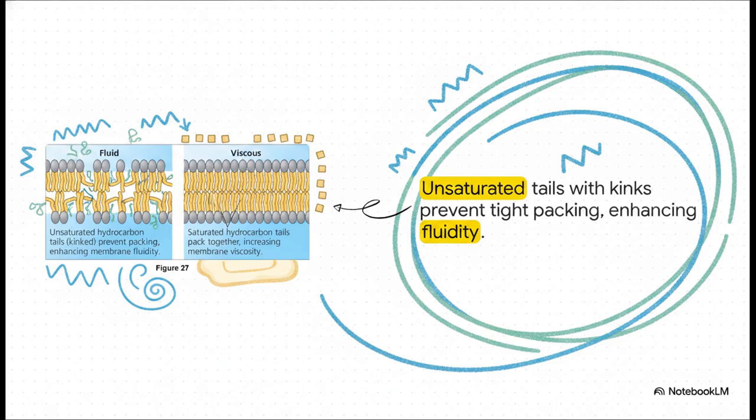Notice how some of the hydrocarbon tails have little kinks or bends in them due to double bonds? This is a genius design. If all the tails were perfectly straight, saturated fats, they'd pack together tightly and the membrane would become highly viscous, kind of like cold butter. But those unsaturated kink tails physically push against each other, preventing the molecules from packing too tightly. This keeps the membrane beautifully fluid, allowing that lateral movement across the surface.